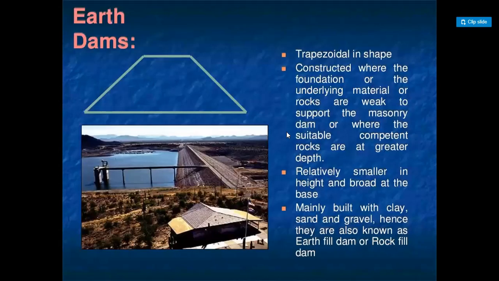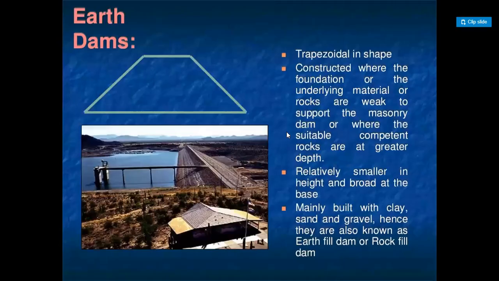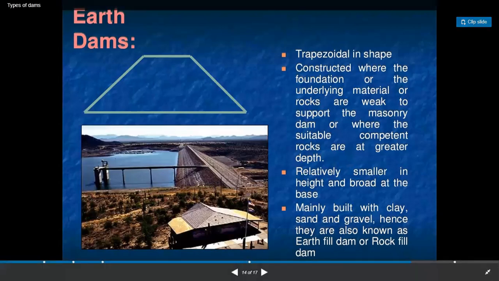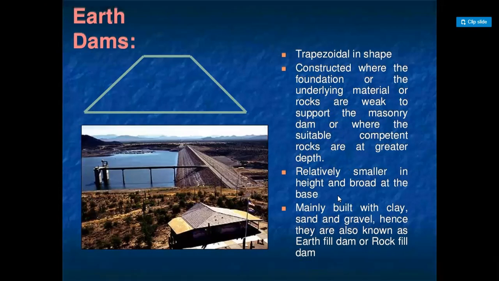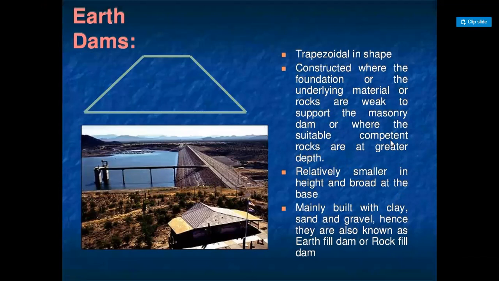So guys, earth dams. Earth dams are trapezoidal in shape, constructed where the foundation or the underlying material or rocks are weak to support a masonry dam, or where suitable competent rocks are at a greater depth. They are relatively smaller in height and broad at the base, mainly built with clay, sand and gravel. Hence, they are also known as earth fill dams or rock fill dams.